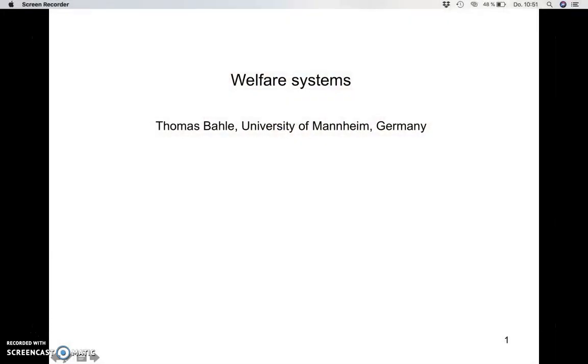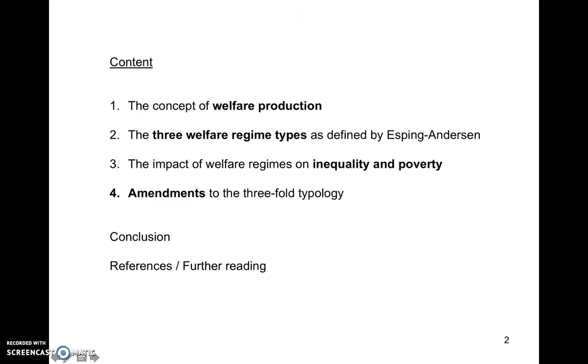In the first part of this lecture, I introduce the concept of welfare production. The second part presents the three welfare regime types as defined by Gösta Esping-Andersen in 1990. The third part discusses the impact of welfare regimes on inequality and poverty. The final part shows the major amendments to this threefold typology, which have come up during a long, critical debate.